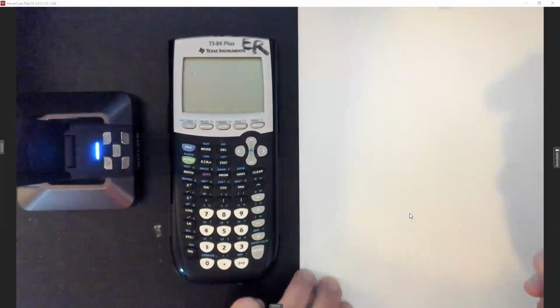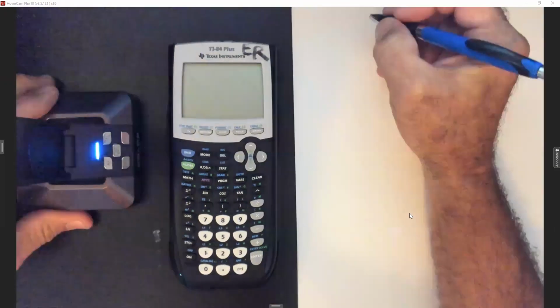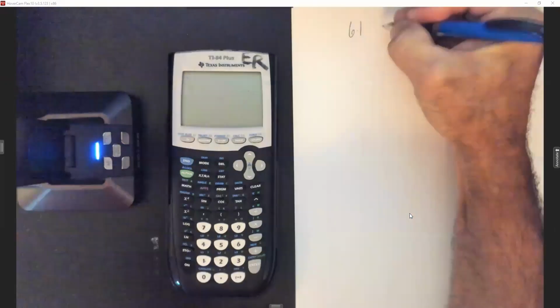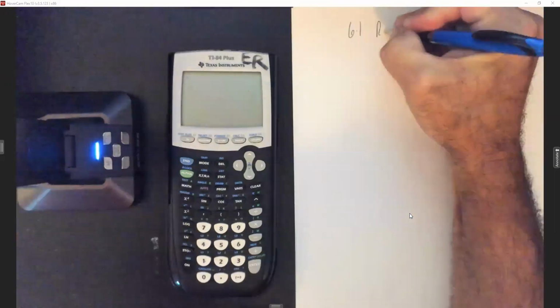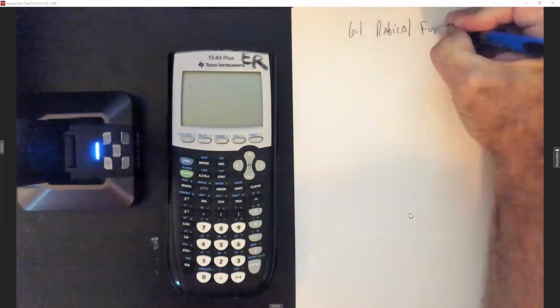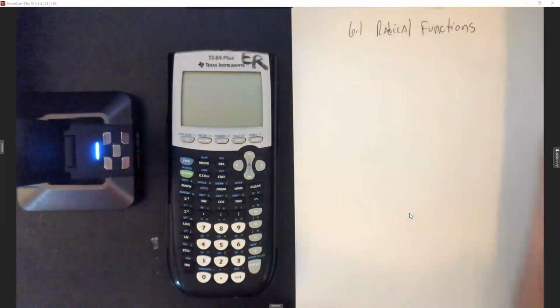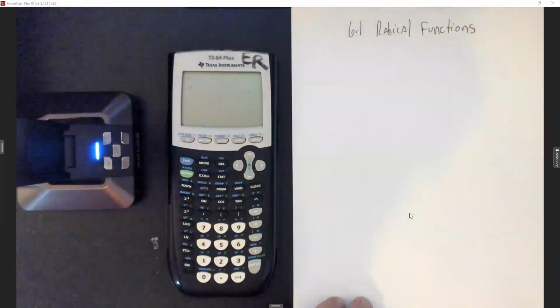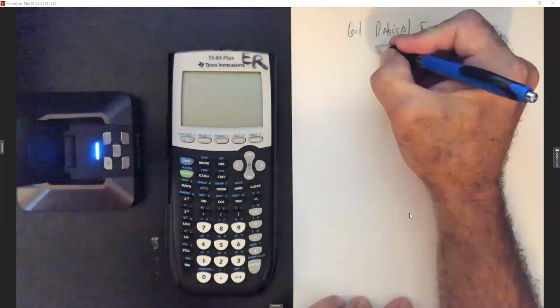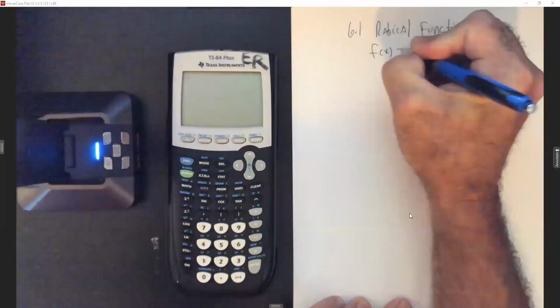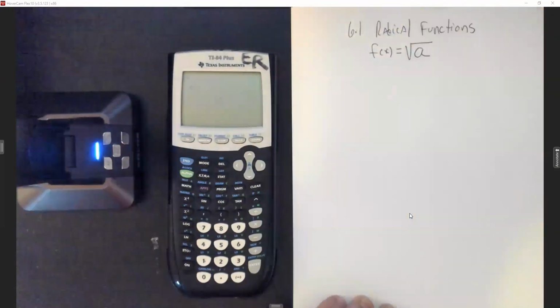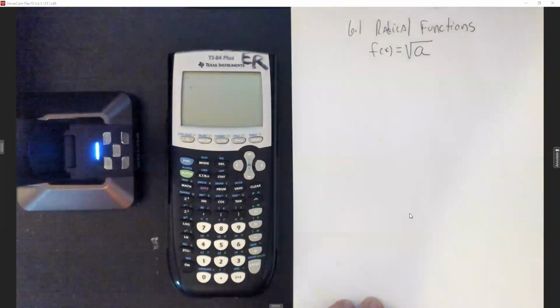All right, y'all, so 6.1 deals with radical functions. And what we mean by radical function is you'll have something like f of x equals the square root of whatever's under that radical, okay? So we're going to start out looking at the domain of a radical function.